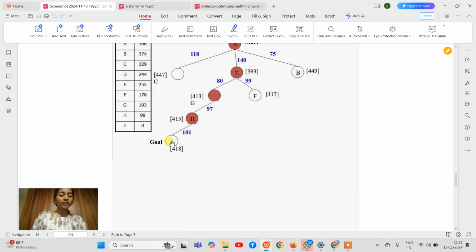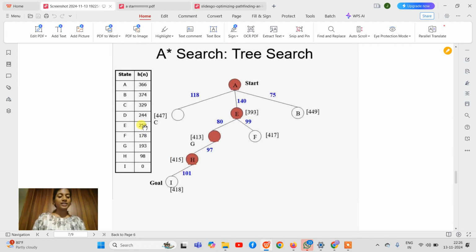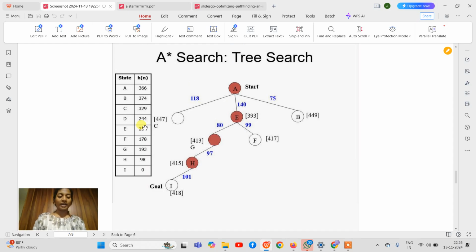Node H will result in node I. I has a heuristic value of 0 because goal nodes will have the heuristic value as 0. So now we'll calculate the cost for A to node I. We'll be adding the heuristic value, which is 0, plus 101, 97, 80, and 140, which will result in a total cost of 418.